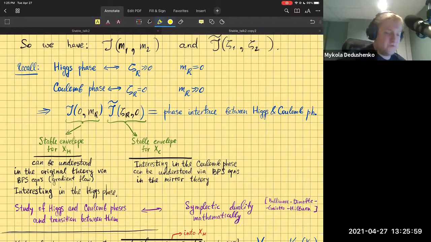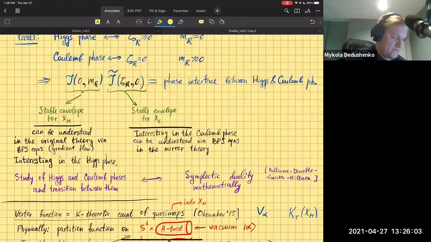You look at the Higgs and Coulomb branches, the phases of your theory. In principle, the fact that there's also mirror symmetry, so that there exists another quantum field theory where these two are exchanged, is not, strictly speaking, necessary for this. But I will talk more about it soon.